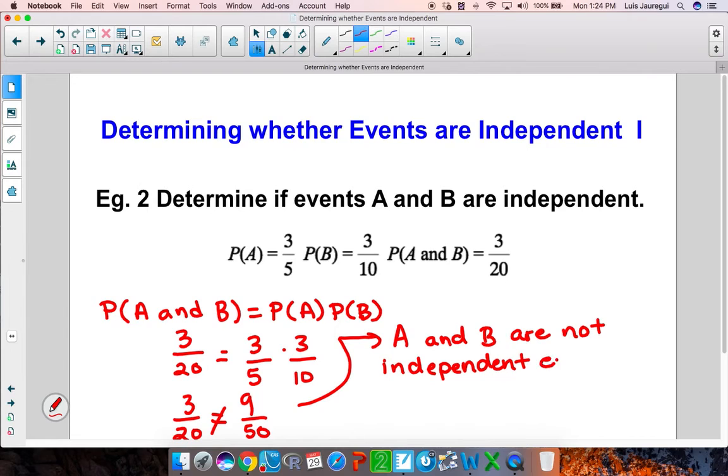And when we can say that those events are not independent, we can conclude that they are dependent. Thus, A and B are dependent events.